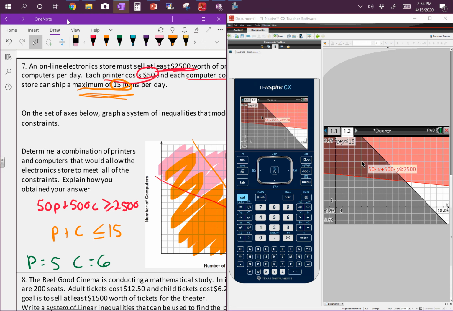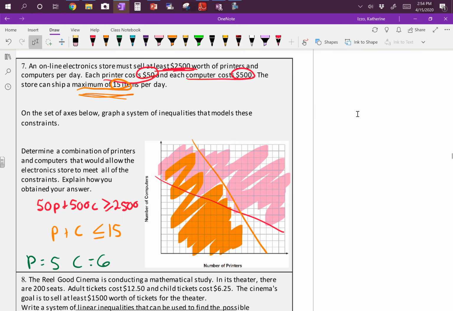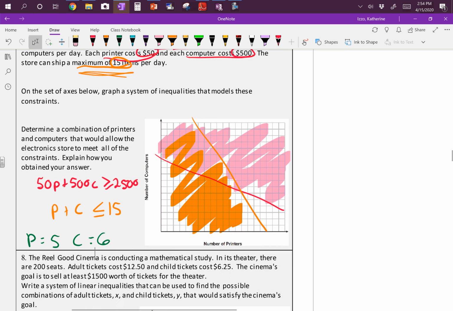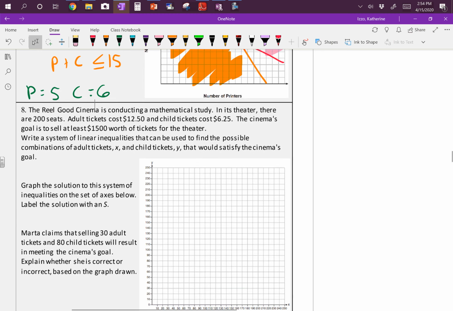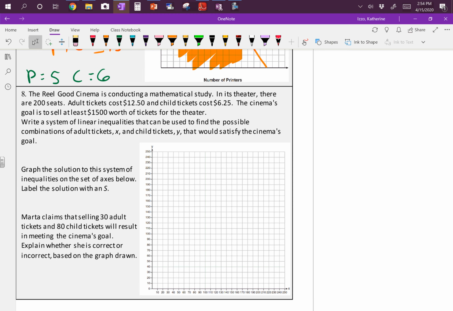Not infinite. Well, sort of infinite. But not really. Because printers have to be whole. You don't want to sell half a printer. That would be awkward. Although I've seen some students try and write that for this question. I'm going to sell 5.5 printers. That sounds like a terrible idea, child. Don't do that.